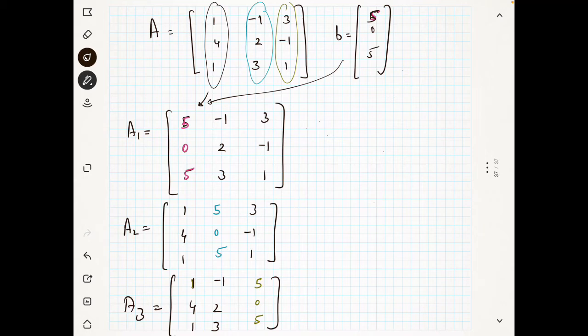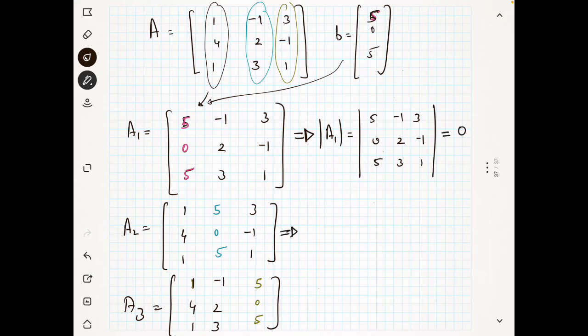Now after that I will find the determinant of A1, and determinant of A1 means determinant of 5, minus 1, 3, 0, 2, minus 1, 5, 3, 1, and you know how to find the determinant. Actually you will be getting this answer as 0. You can check it. How to find the determinant? You first take this element 5 and then consider the remaining, then minus 1 into the remaining here, like this. The same method that I have used in the previous problem.